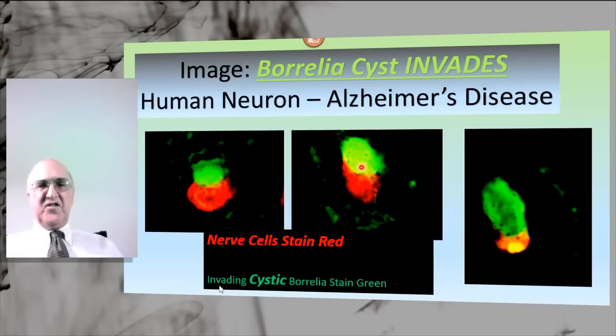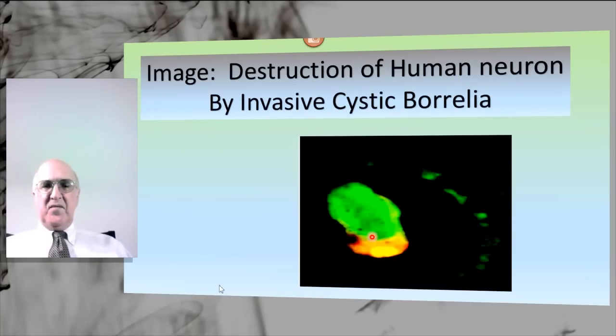Here it has gone further into the cell and disturbed the architecture of the cell, so the nucleus is hard to identify from the cytoplasm. And here it has more or less taken over the whole thing and pushed a dying nerve cell off to the edge. These are invading cystic Borrelia, they stain green, and they're invading nerves in Alzheimer's disease. The cyst can invade nerves. The nerve cells that are invaded wind up being destroyed. Here's the cyst, here's the destroyed remnant, corpus, carcass, whatever you want to call it, of what used to be a living, vibrant nerve cell.